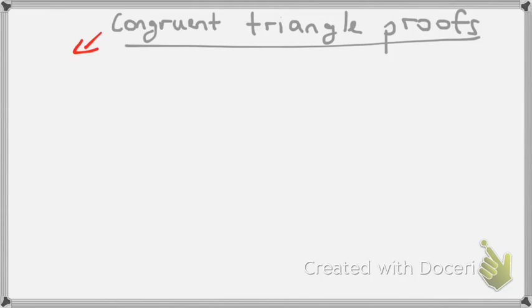So the word congruent means exactly the same, or alternately identical. So what we're doing is we're stating that two triangles are exactly the same in every single way using a limited amount of information.